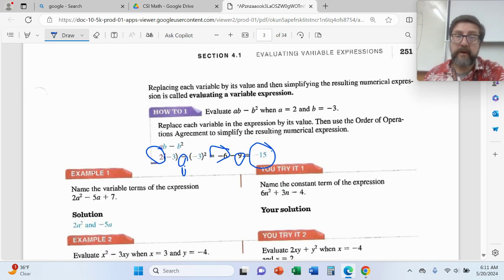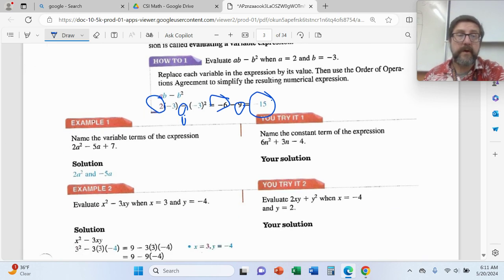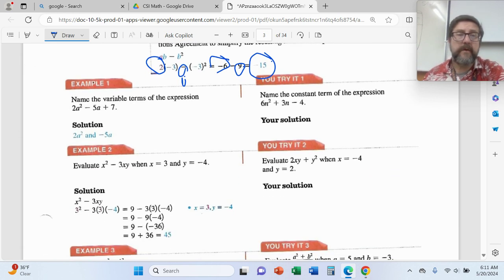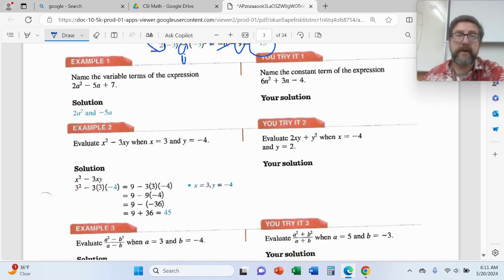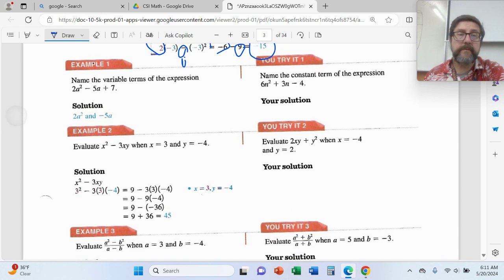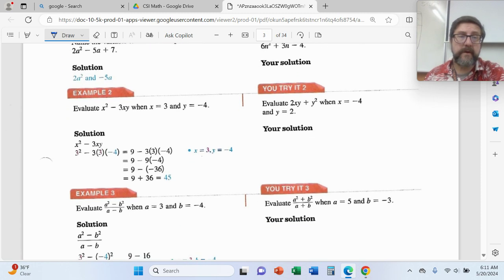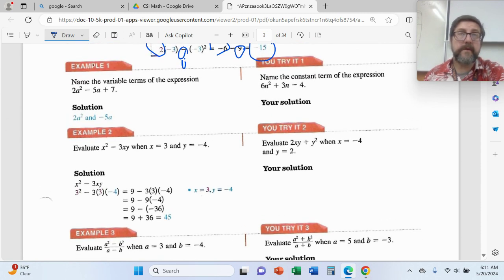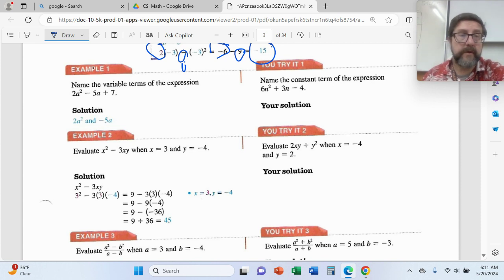And you can put all of this into your calculator. 2 times -3 minus -3 squared, and your calculator will figure it all out for you. Okay, I'm going to do this first example with you, and then I'm going to have you guys pause it and do some of the rest, because I don't want to spend forever on this. I got stuff I need to do too.